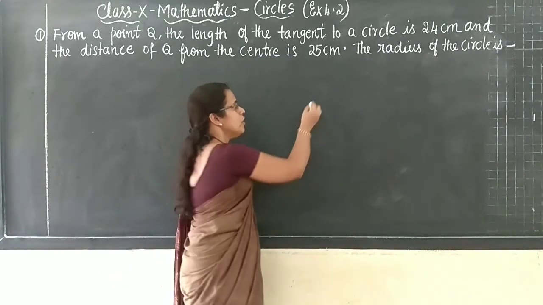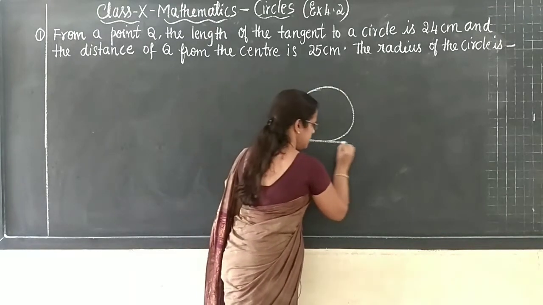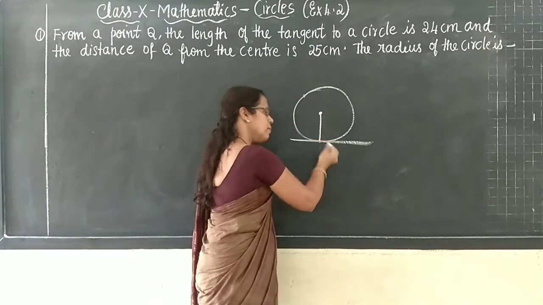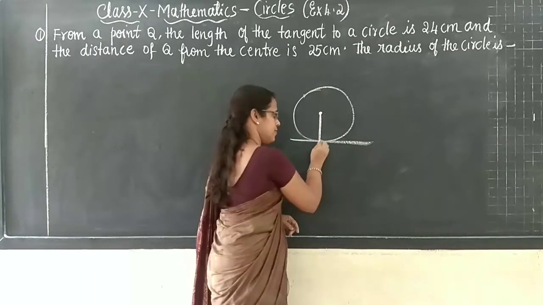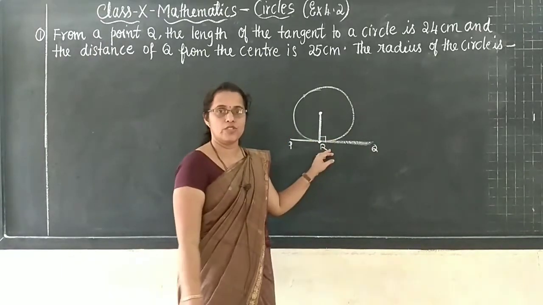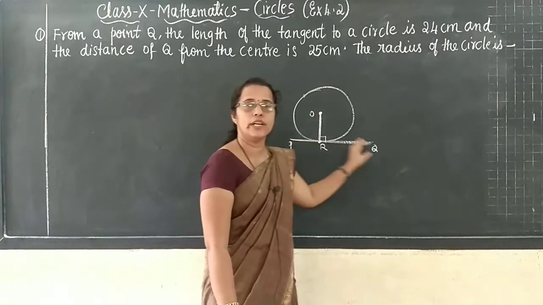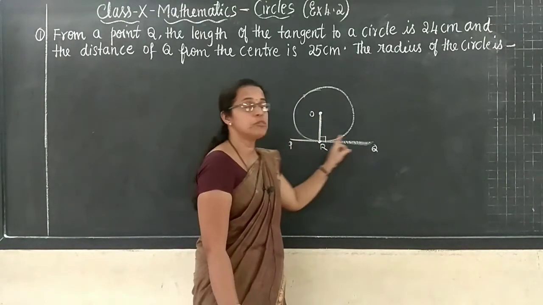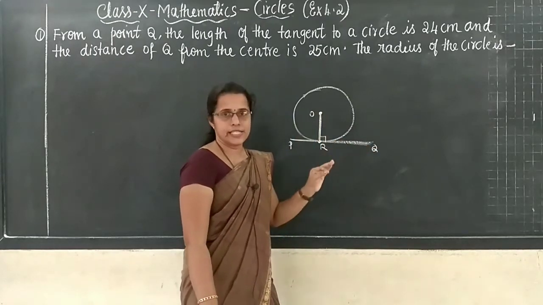So just here, for a circle, we draw a tangent. The radius at the point of contact is perpendicular to the tangent, as you learned in the last class, right children? So OR is perpendicular to PQ because the radius drawn at the point of contact is perpendicular. So the tangent is perpendicular to the radius, that we learned.